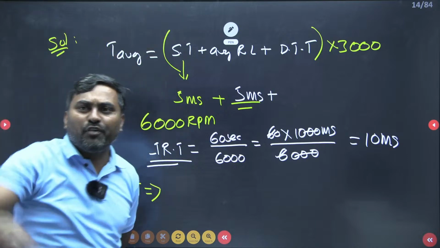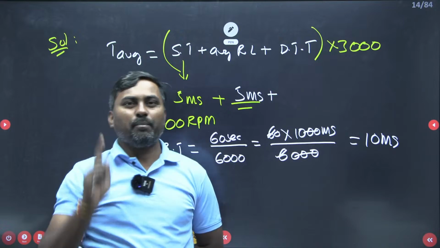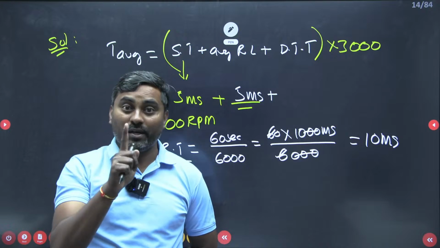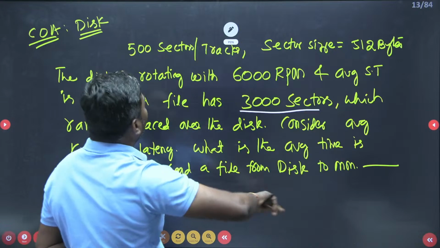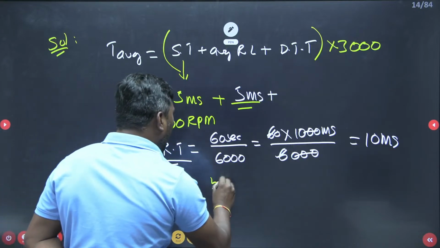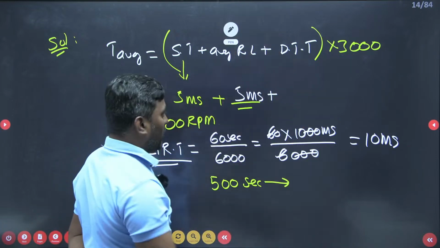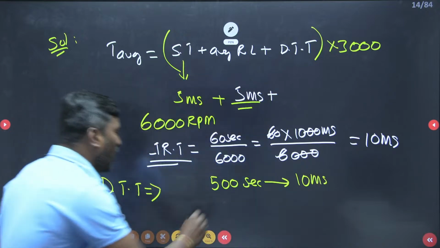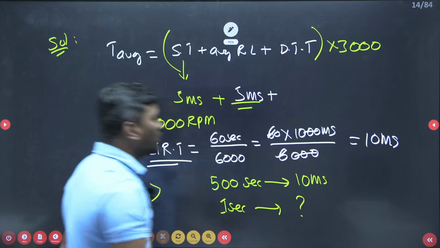If I do one full rotation, we can capture one track capacity, right? Yes or no? Now one track has how many sectors? 500 sectors are there. So 500 sectors can be read in one rotation, and rotation time was almost 10 milliseconds. But we want to read only one sector. How much time will it take?